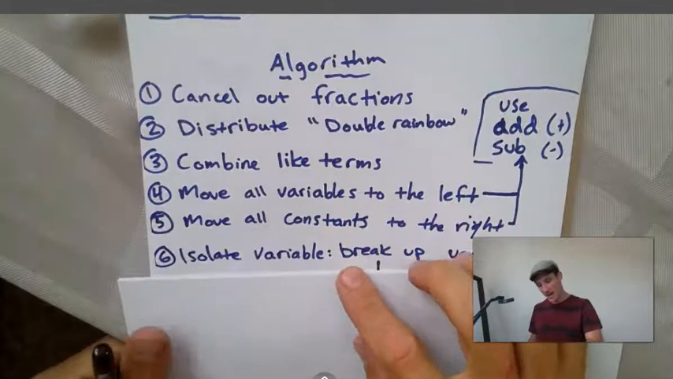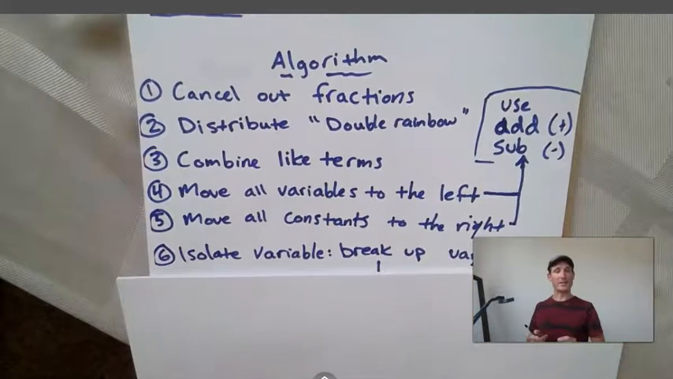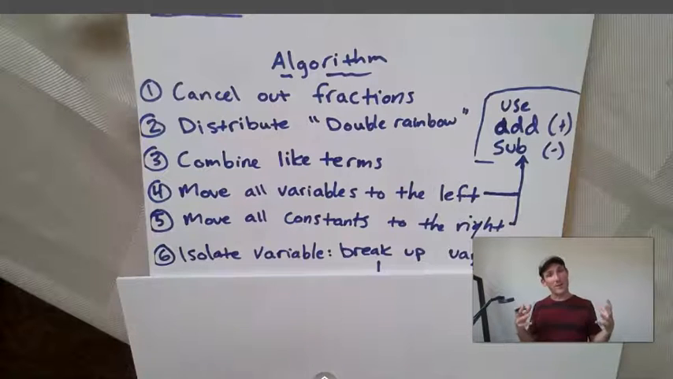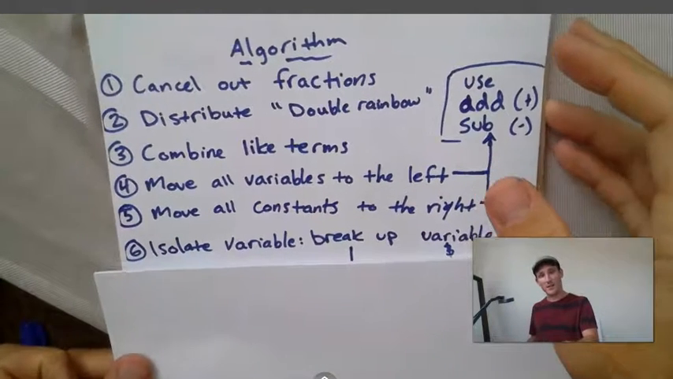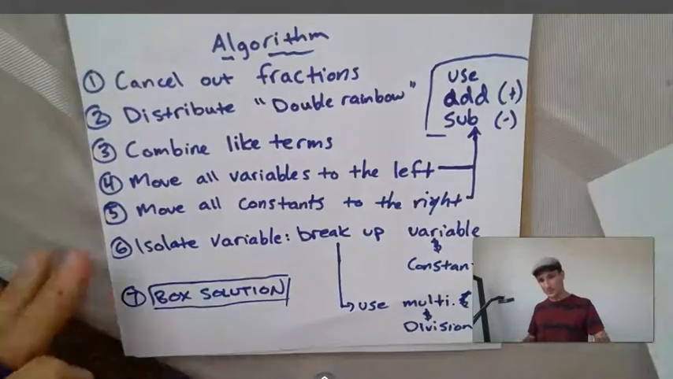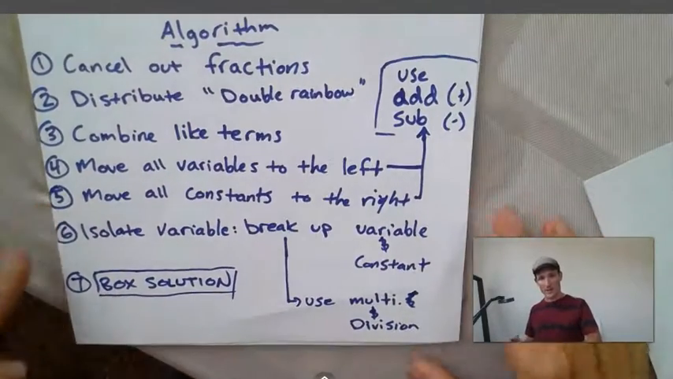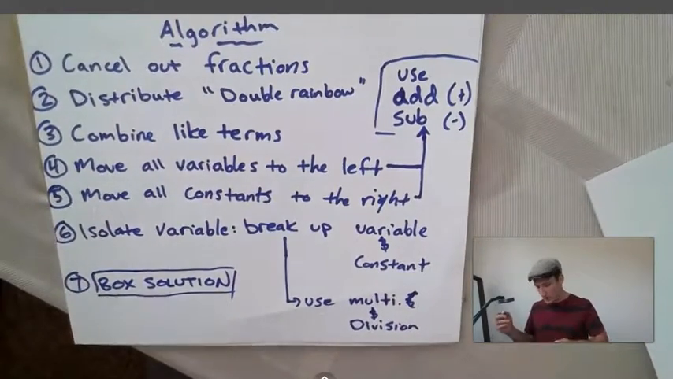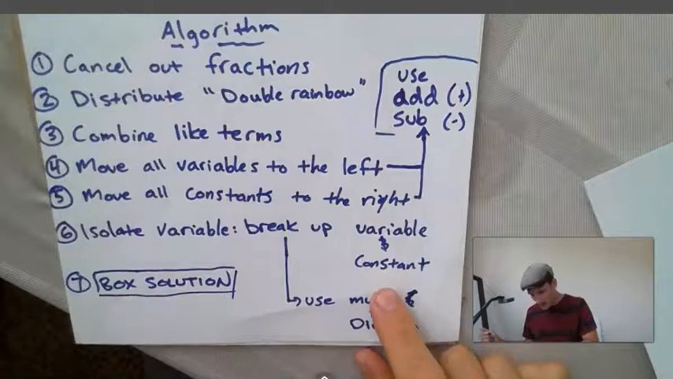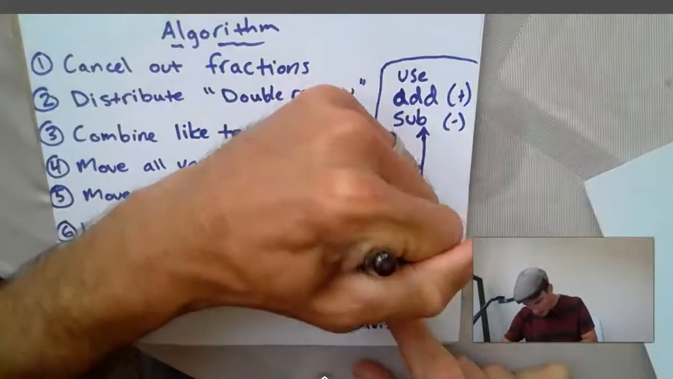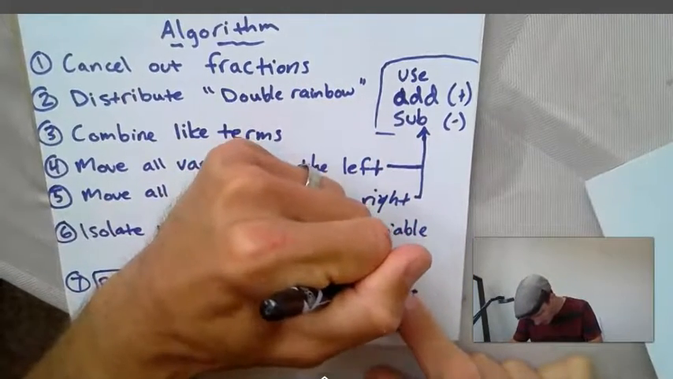Step 6, isolate the variable. What does isolate mean? It means to make it alone, right? So if you get 3x equals something, you got to break that variable up from its coefficient, right? So if you get a variable and a coefficient, I got a typo. It's not a constant, it's a variable and its coefficient.